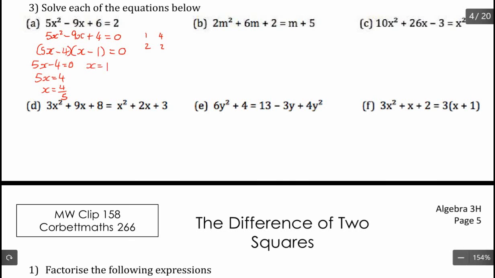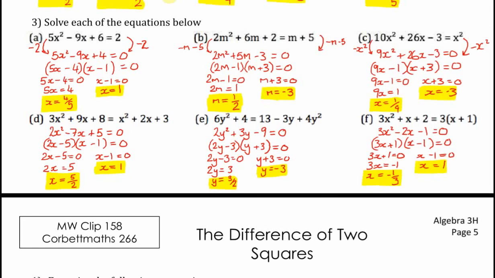Okay, I'm going to pause the video here and then reveal the answers in a second, so if you don't want to see them, just pause the video. Just remember to do whatever it takes to get 0 on one of the sides, and really you want the x squareds, or the letter squareds, whatever letter they're using, to be positive. Makes it easier to factorise. Okay. And there's the answers to those questions.